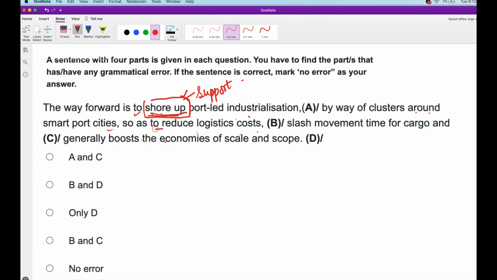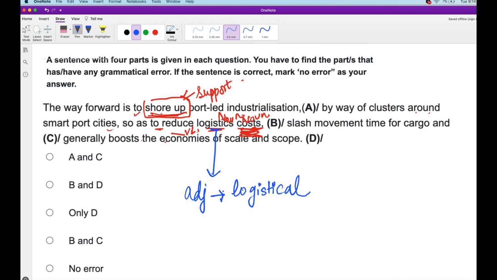Okay. So as to reduce, 2 plus V1, logistics costs. Costs. This is a noun. So here what do you find? Logistics. This is also a noun. Right? Reduce is a verb. So the thing is, you need an adjective for this noun cost. So instead of this noun logistics, you have to use an adjective. The adjective form of logistics is logistical. Logistical costs. You need this adjective to modify this noun costs. Okay, to reduce logistical costs.